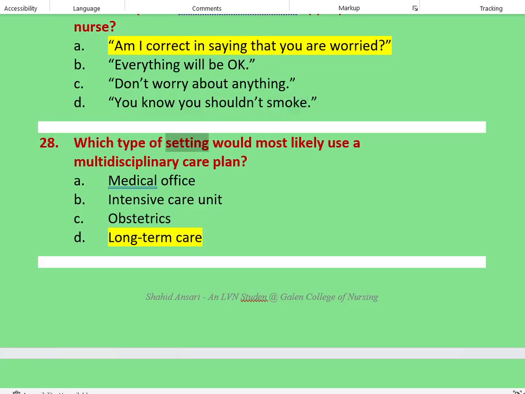28. Which type of setting would most likely use a multidisciplinary care plan? A. Medical office. B. Intensive care unit. C. Obstetrics. D. Long-term care.